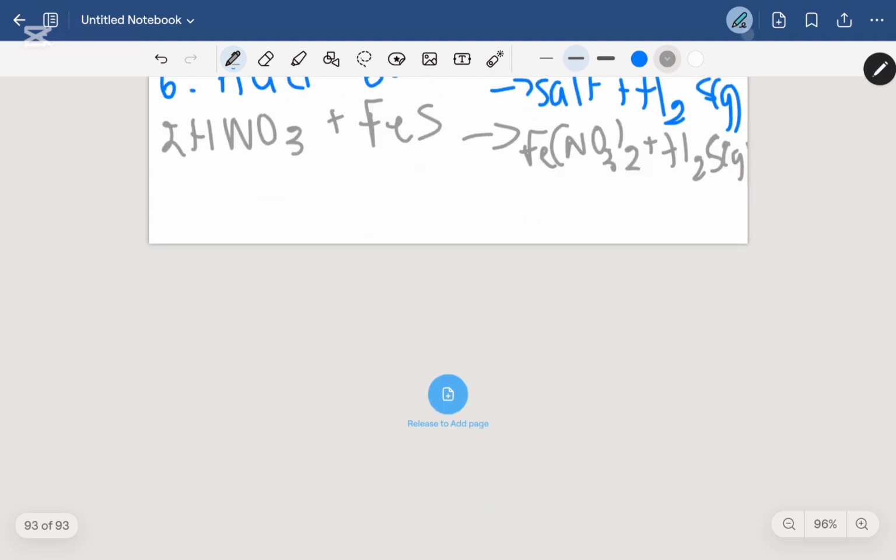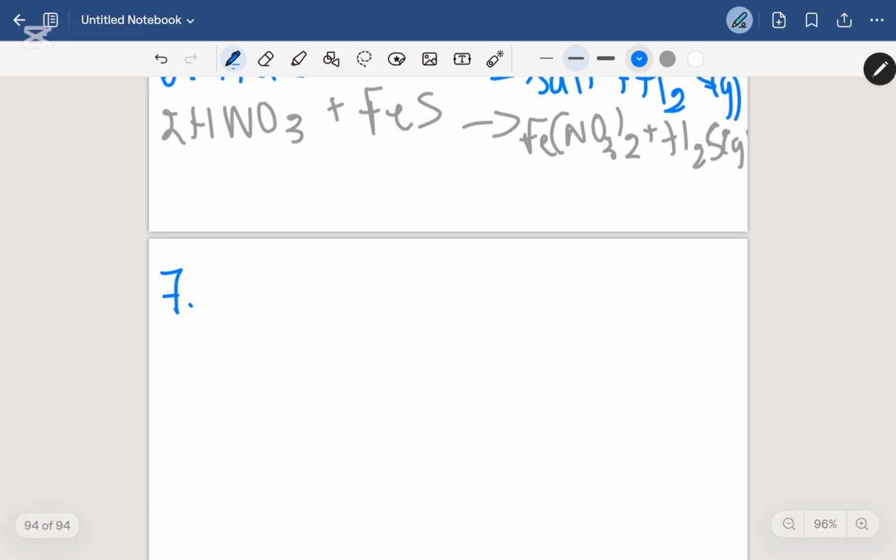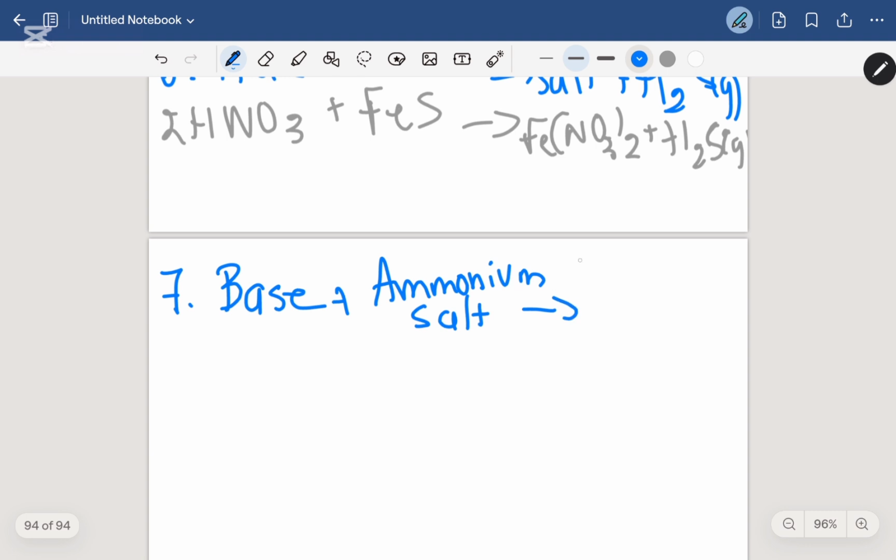Now, we're going to move on to the last criteria, which is criteria number 7, which is about a base now. We finished acids. Now, the 7th criteria is a base. It is a base plus an ammonium salt. What happens when you add a base to an ammonium salt? It is going to give you a salt plus water plus ammonia.